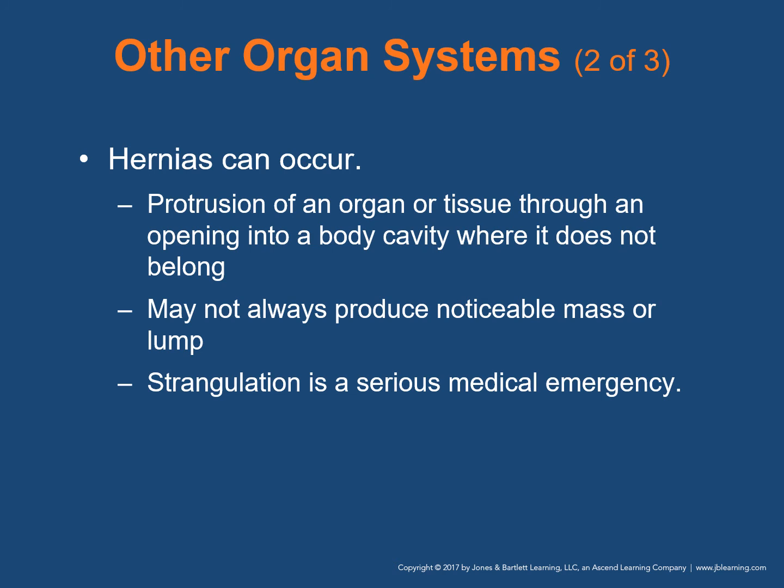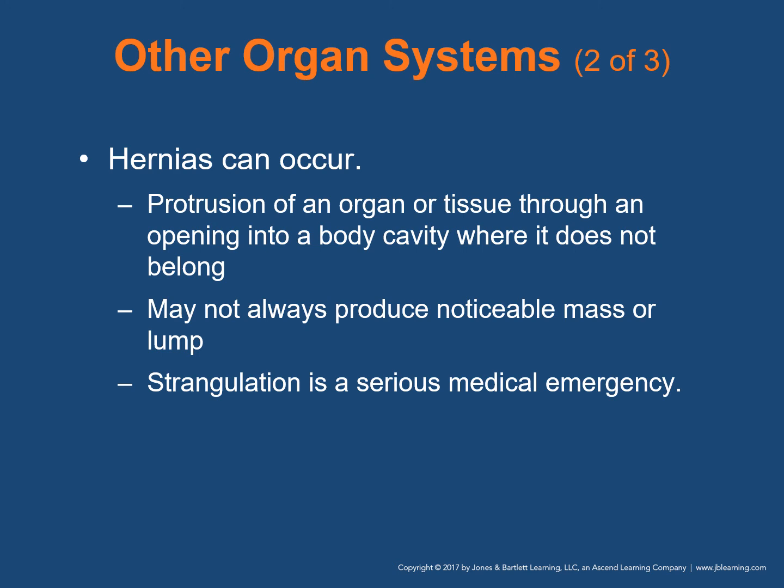Hernias can occur. Hernias are defined as a protrusion of an organ or tissue through an opening in the body cavity where it doesn't belong. A lot of our common hernias are into the groin, down through the pelvis, and it doesn't always produce that noticeable mass or lump or bulge. And the concern we have here is the strangulation. So not of the full patient, but of that tissue.